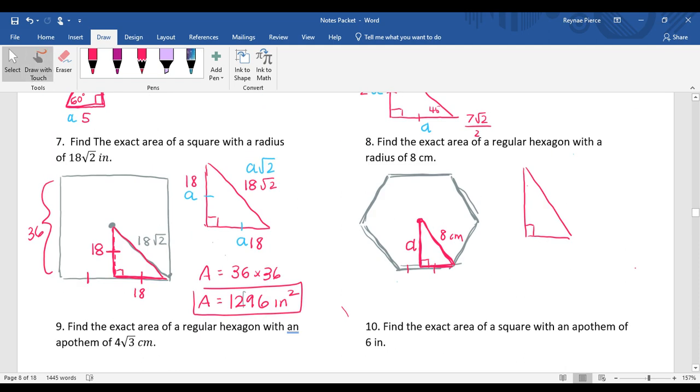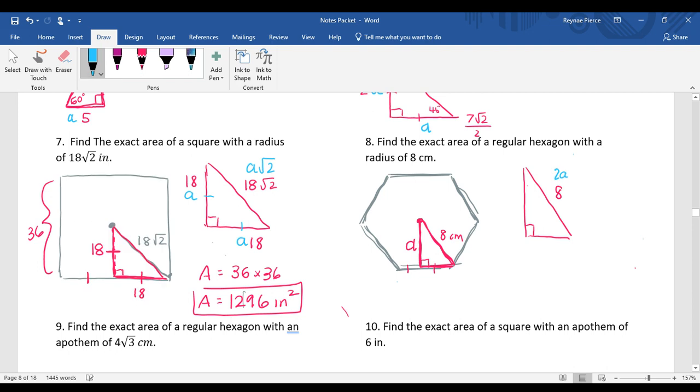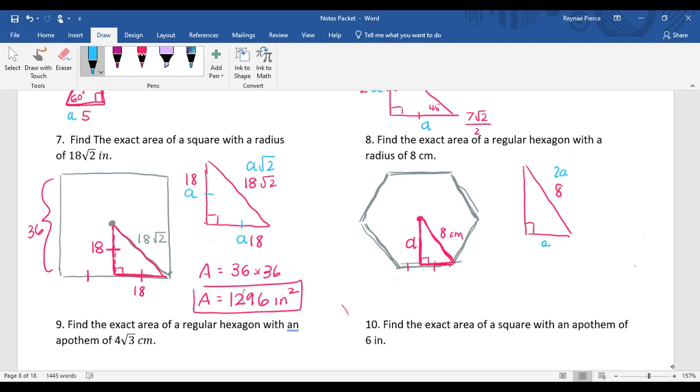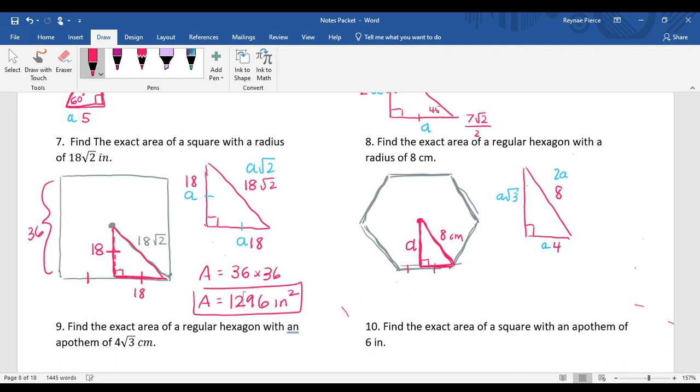What I'm given, that radius of 8, is actually the hypotenuse of my 30, 60, 90. Using that pattern, half of my side is 4 units, but then the long leg is what I need for the apothem. So 4 square roots of 3. This is what I'm looking for to find the area of this hexagon.